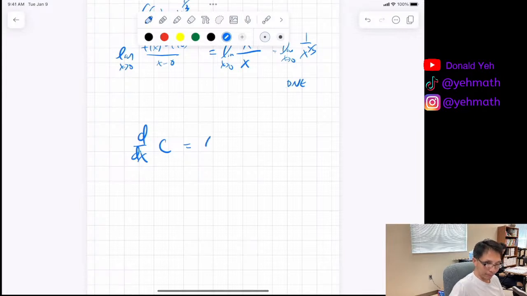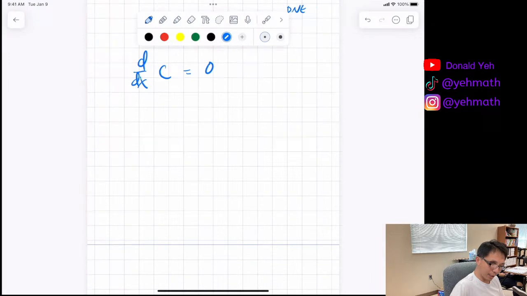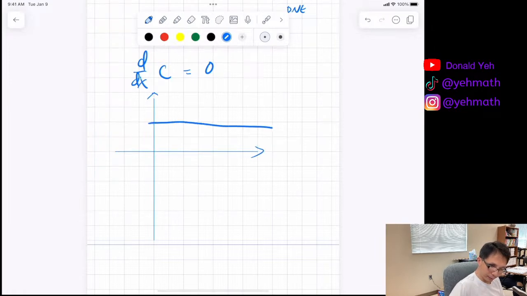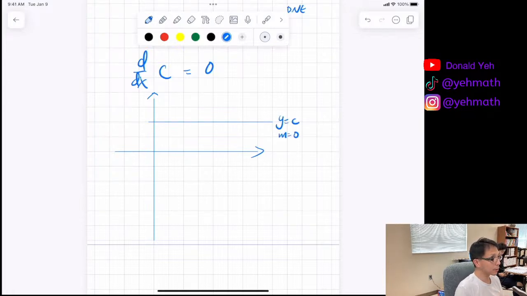It's a straight line, because if you graph, just like the limit one, y equal to c, then the slope is what? 0. So therefore, the derivative of a constant number, so the derivative of 5 is always 0, the derivative of 10 is 0, the derivative of 100 is 0, the derivative of e is 0, the derivative of pi is 0.